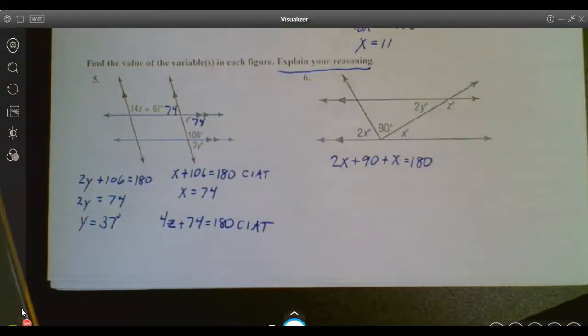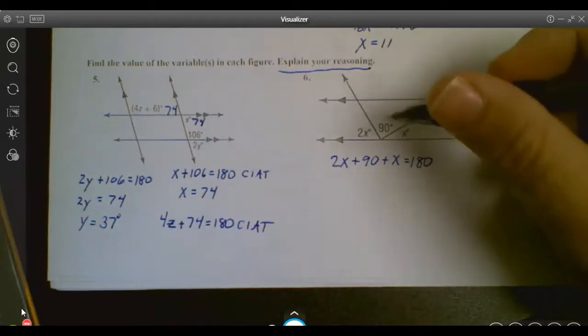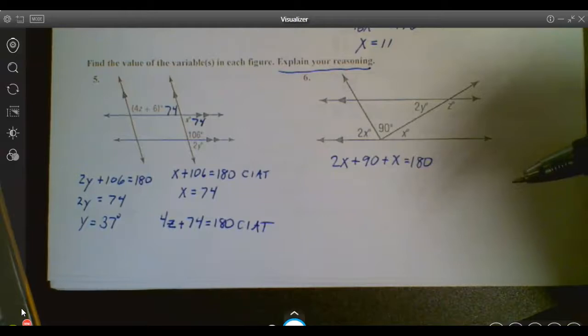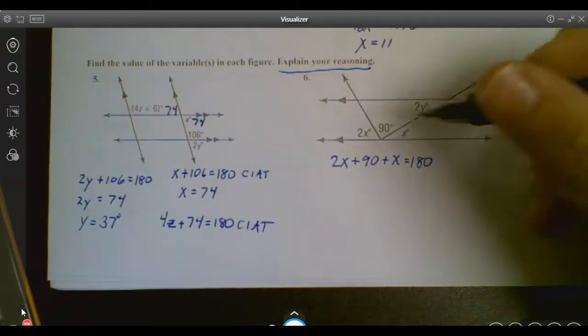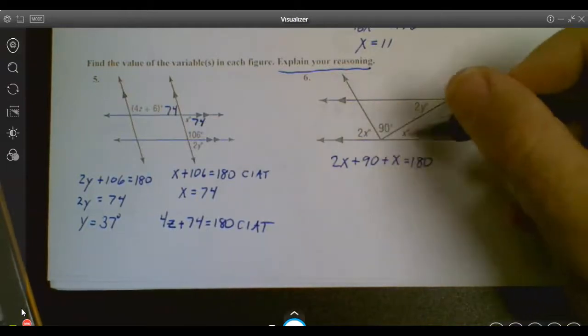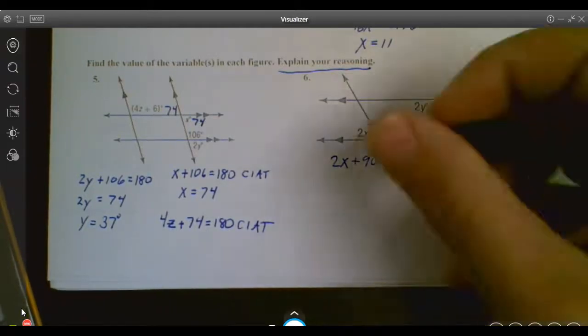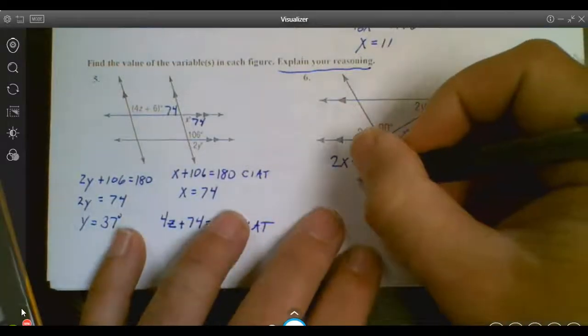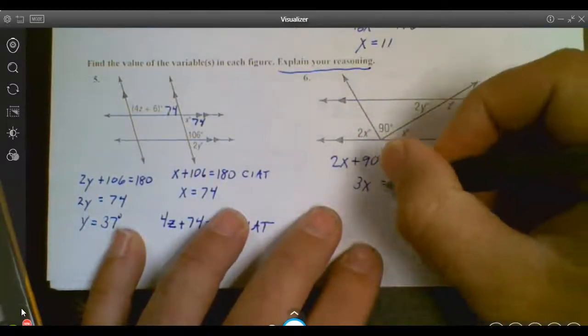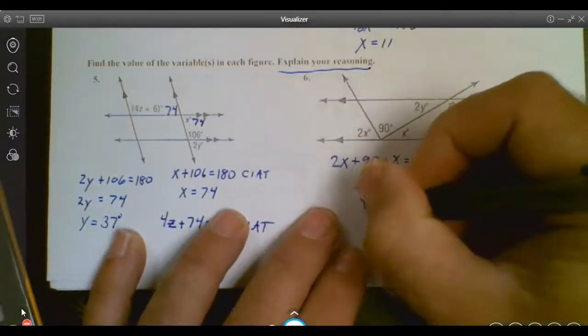If we needed to explain my reasoning on that, if we needed to really name something specific, we could have said probably like definition of a line or something like that. No real theorem or postulate fits this one, but we could still explain it by saying that all lines are 180. So if we went on to solve for x, let's do that real quick. So 3x equals 90, so x is 30.